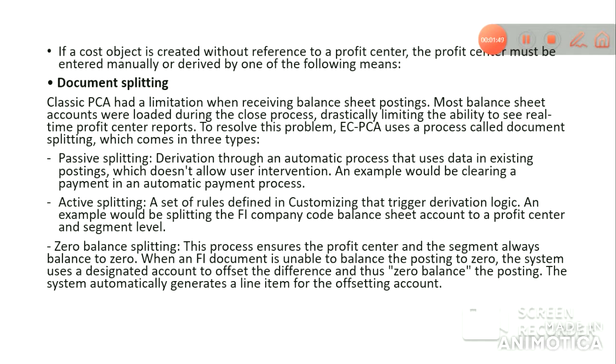An example would be clearing a payment in an automatic payment process. Active splitting: a set of rules defined in customizing the trigger derivation logic. An example would be splitting the FI company code balance sheet account to a profit center and segment level.